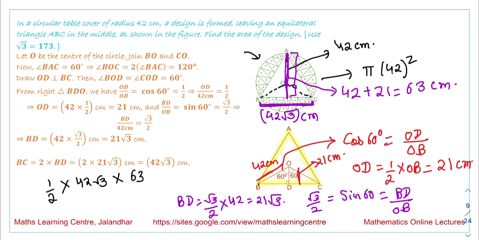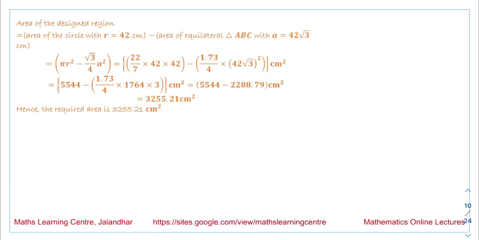Or you can use the formula root 3 by 4 into side square. The length of the side we have is 42 root 3, squared. You can use either of these two formulas, you will get the same answer. The calculation is shown on the next slide. Now the area of the design is the area of the circle minus the area of the equilateral triangle.